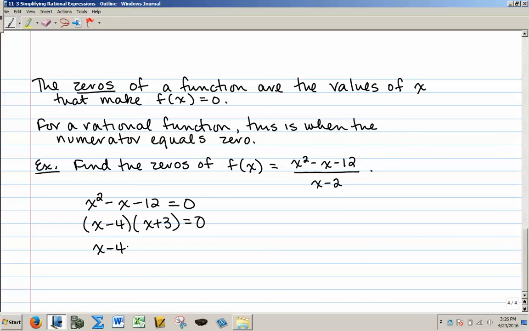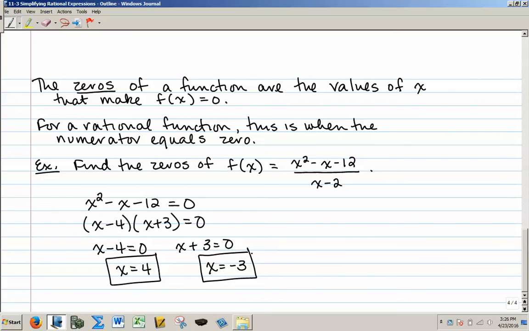So x minus 4 equals 0, x plus 3 equals 0, x equals 4, and x equals negative 3. And these are the zeros of this function. Those are the values of x that when I plug those in, f of x will equal 0. Another curious thing is if I were to graph this whole function, this is where the graph would cross the x-axis, at the points x equals 4 and x equals negative 3.